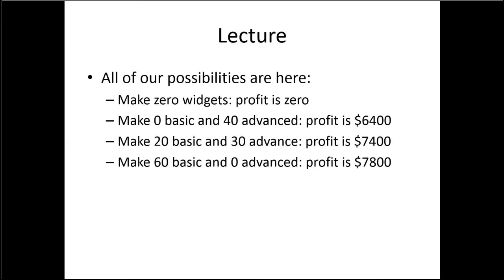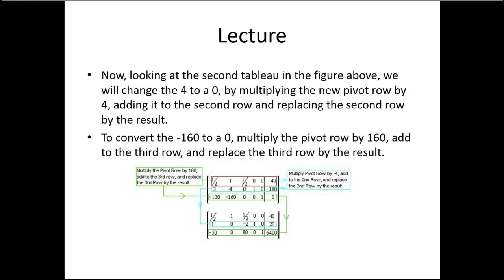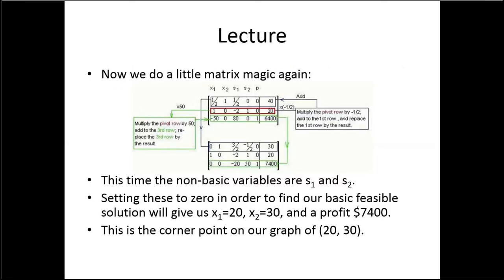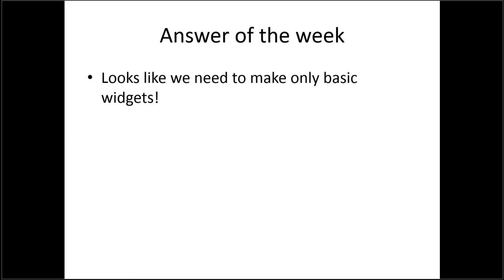With 0 basic and 40 advanced, the profit is 6,400. And skipping to the best part, if we make 60 basic and 0 advanced, the profit is 7,800. So our best solution, and I'm going to go back one more time to the graph, I promise, is the point (60, 0). Making 60 of the first type of widget and 0 of the second type gives you the most profitable situation when you consider everything involved. So only basic widgets.